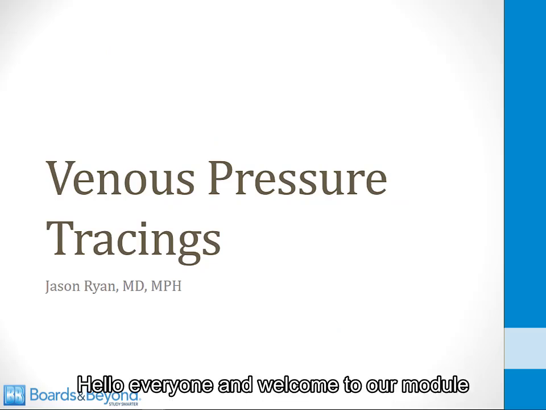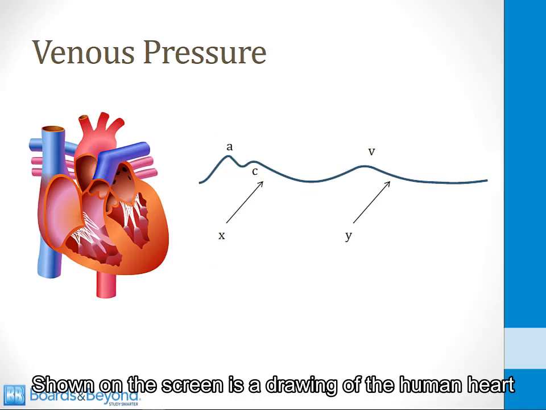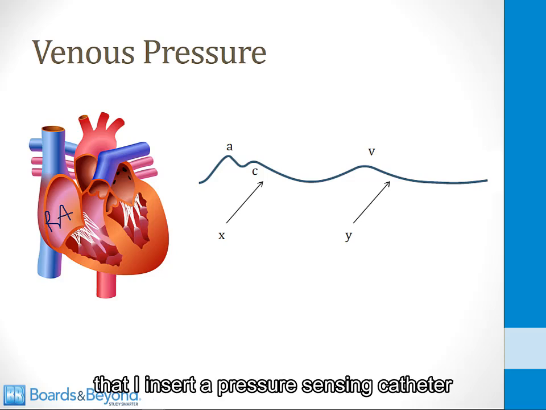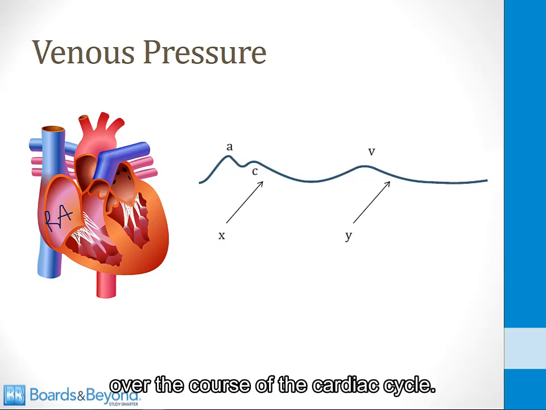Hello everyone and welcome to our module on venous pressure tracings. Shown on the screen is a drawing of the human heart, and right here is the right atrium. I want you to imagine that I insert a pressure sensing catheter into the right atrium and I record the pressure over the course of the cardiac cycle.